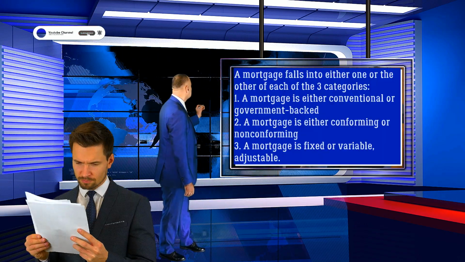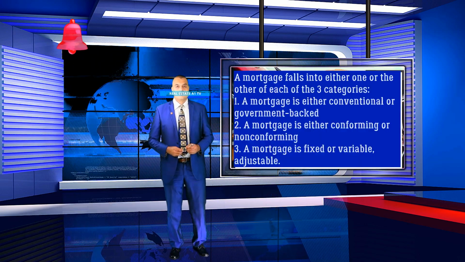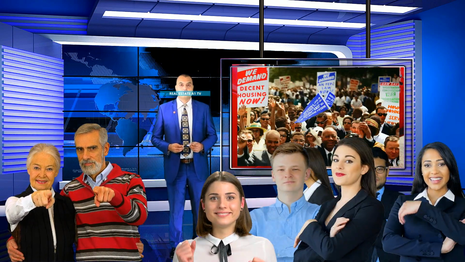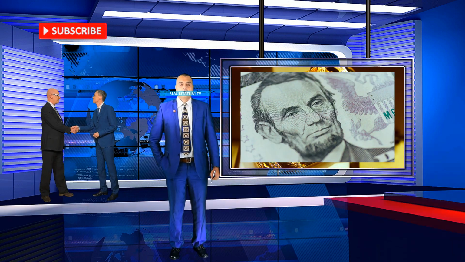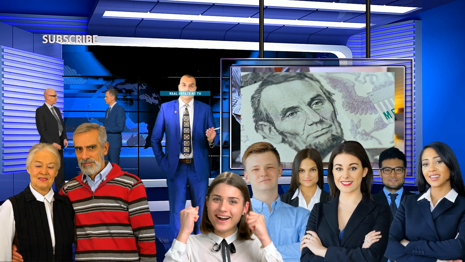We will look at loan types based on three primary either-or designations that tend to be discussed in conjunction with each other. That is, a mortgage falls into either one or the other of each of the three categories. 1. A mortgage is either conventional or government-backed. 2. A mortgage is either conforming or non-conforming. 3. A mortgage is fixed or variable, adjustable.